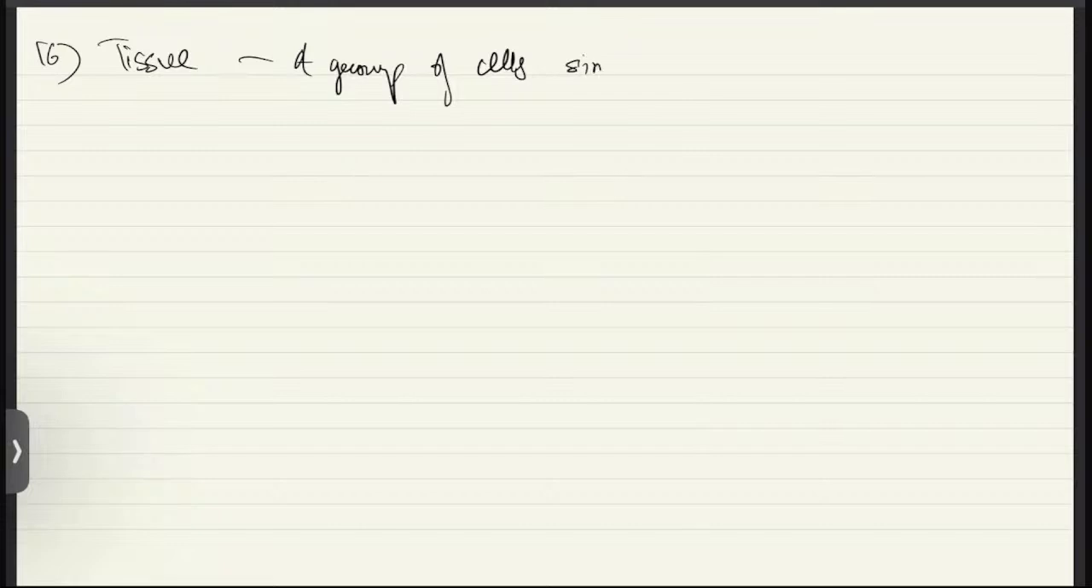What is tissue and what is the difference between animal and plant tissue? So, tissue. It's a very basic question. What is a tissue? A group of cells, similar in origin and function, are called tissue.